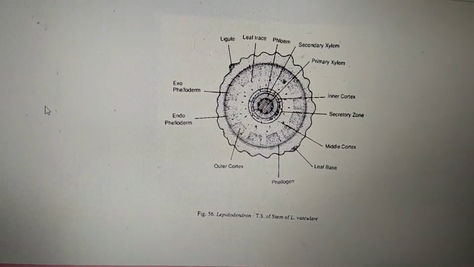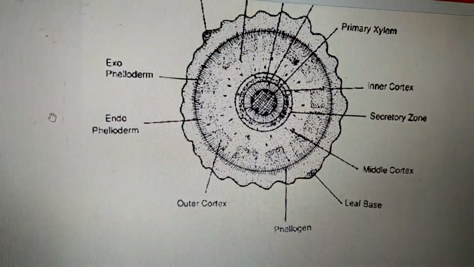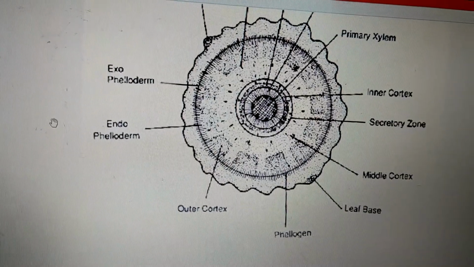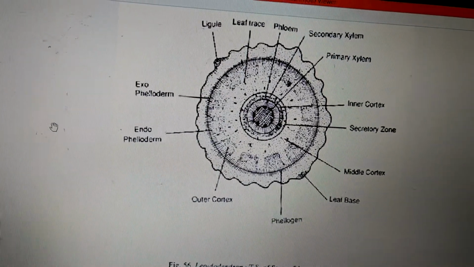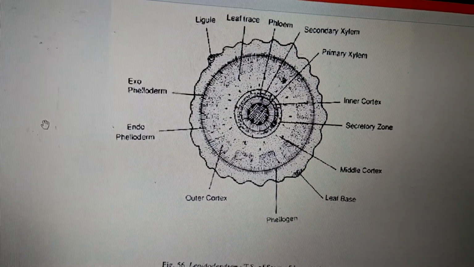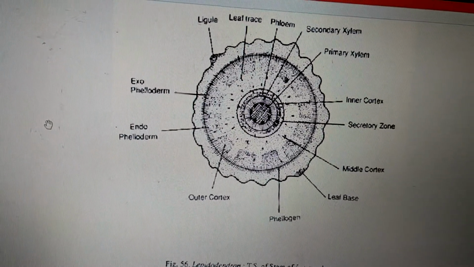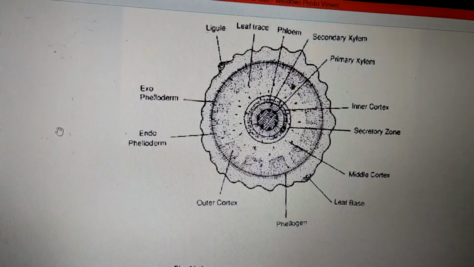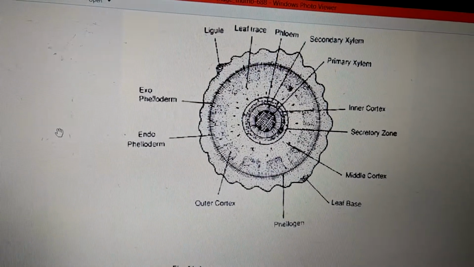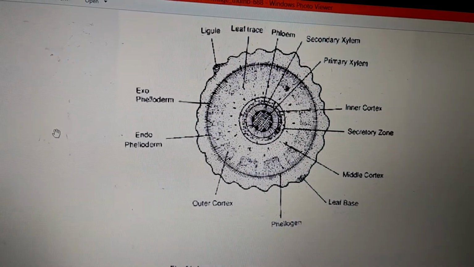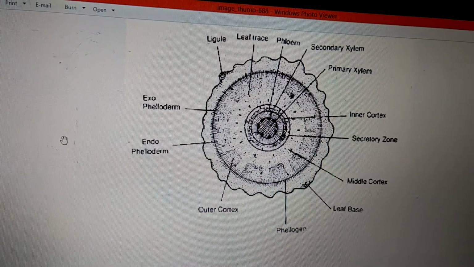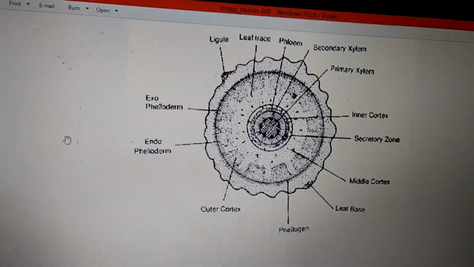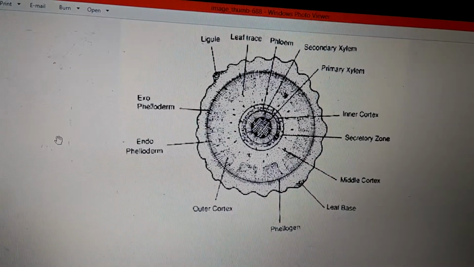Welcome everyone again. In this part we'll be discussing the anatomical features of the lepidodendron, and the picture in front of us is the transverse section of the stem. Lepidodendron plants usually had secondary growth, so the picture in front of us shows the secondary growth. That's the reason the outermost layer of the primary growth, that is the epidermis, is not shown over here, because there is a formation of what is called a periderm.